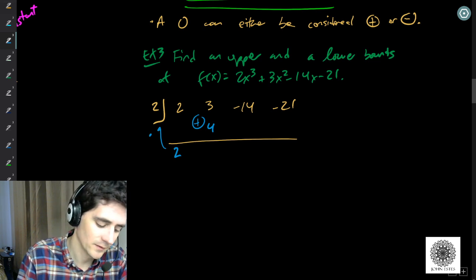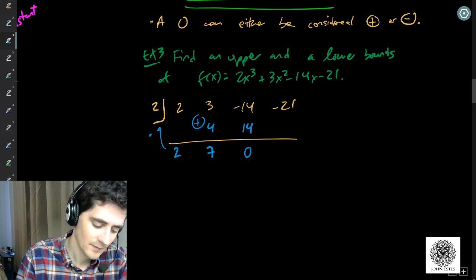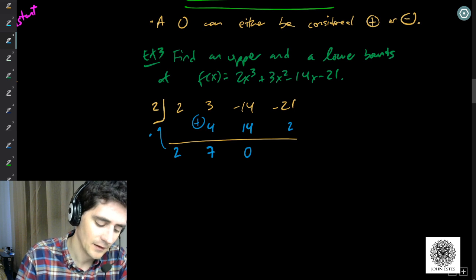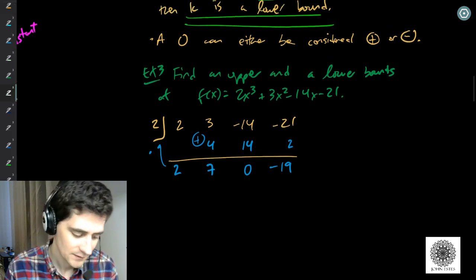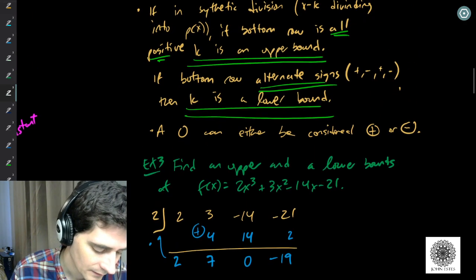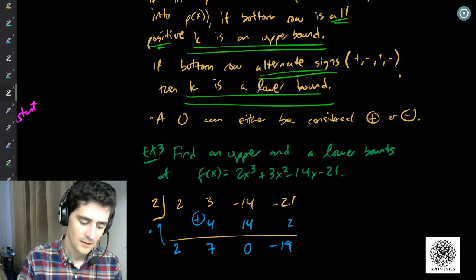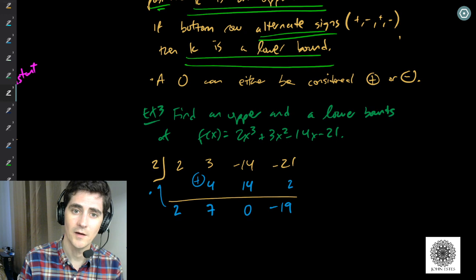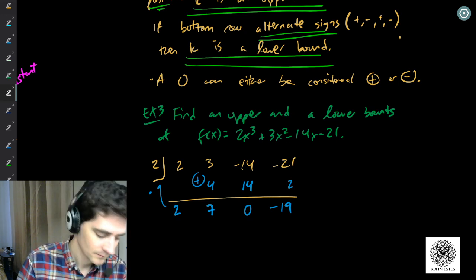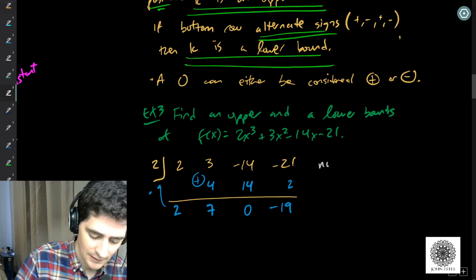So 3 plus 4 is 7. 7 times 2 is 14. Add, you get 0. 0 times 2 is 0. Add, you get, what is that? Negative 19. Okay, now, did this satisfy either one of our two conditions? Did it remain all positive? No, it's not all positive. So it's not an upper bound. Okay, so not upper.